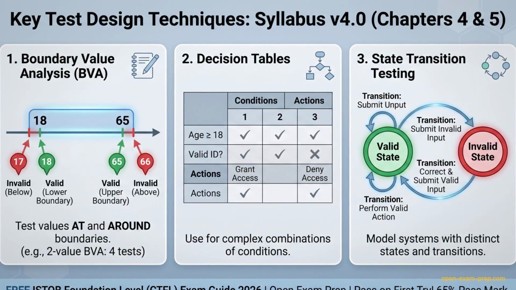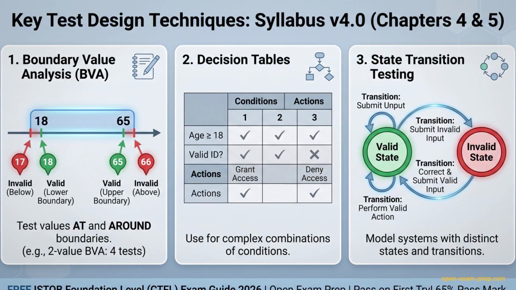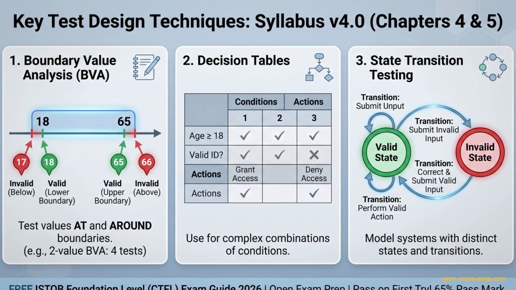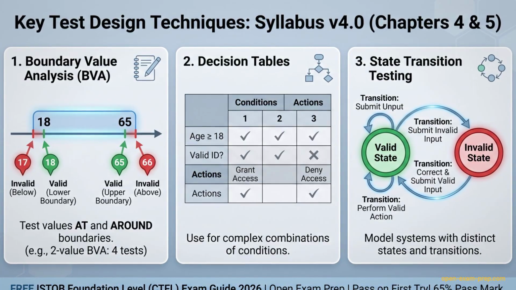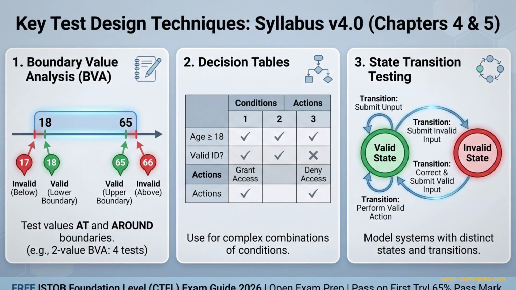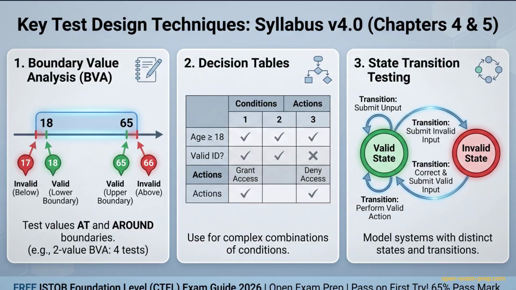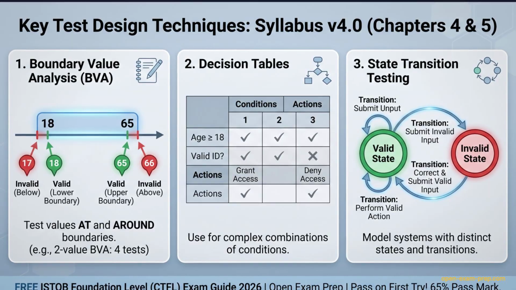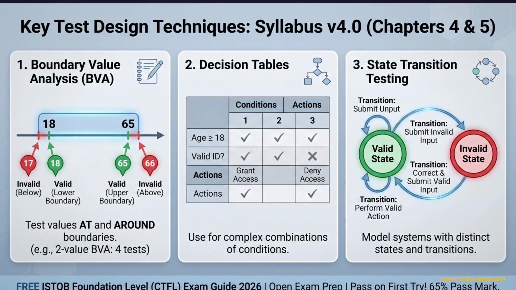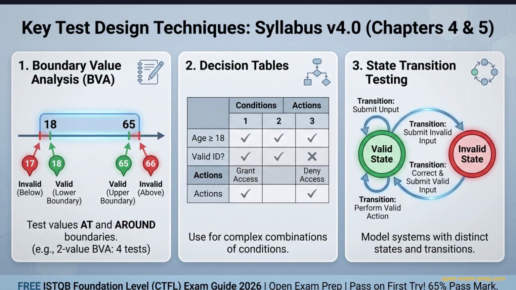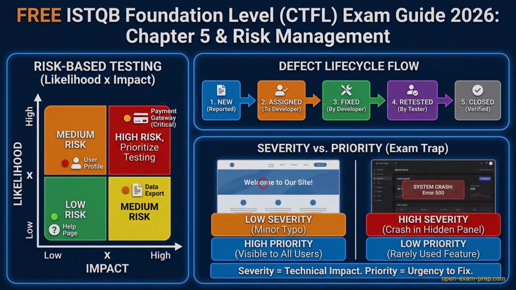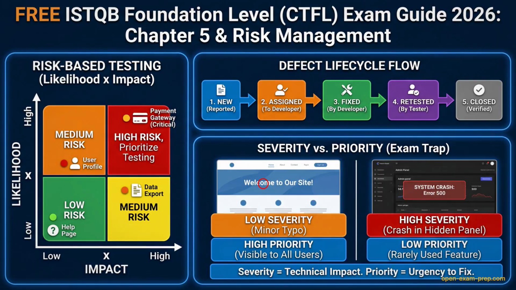For more complex logic with multiple conditions, you'll use decision tables to ensure you cover every combination. And for systems with distinct states, like an ATM PIN entry, state transition testing helps you verify that all valid and invalid transitions work as expected. Mastering these is key. The second largest chapter is managing the test activities.